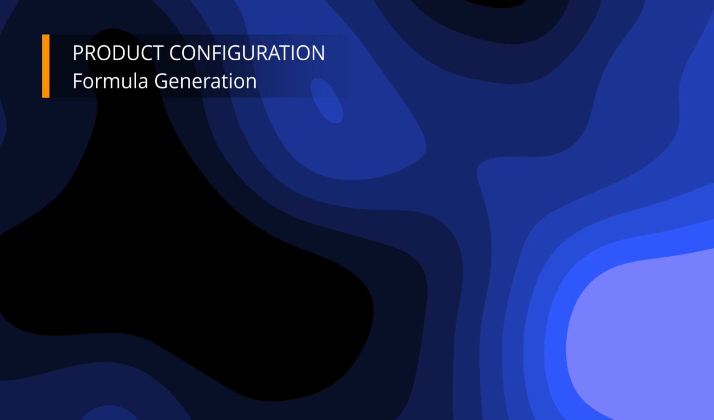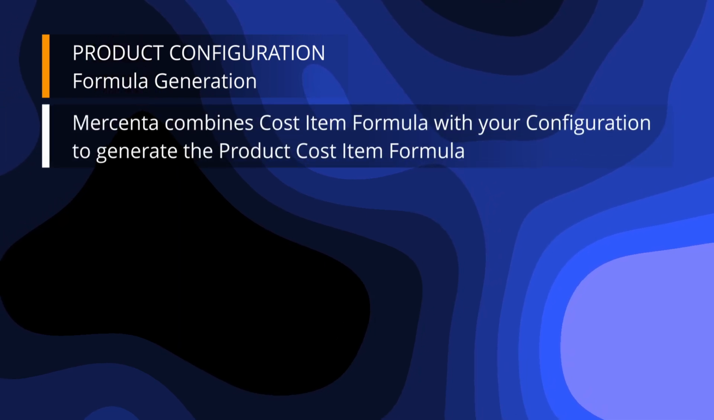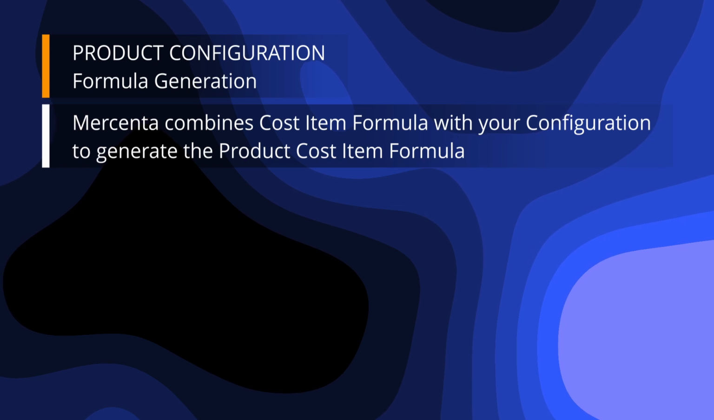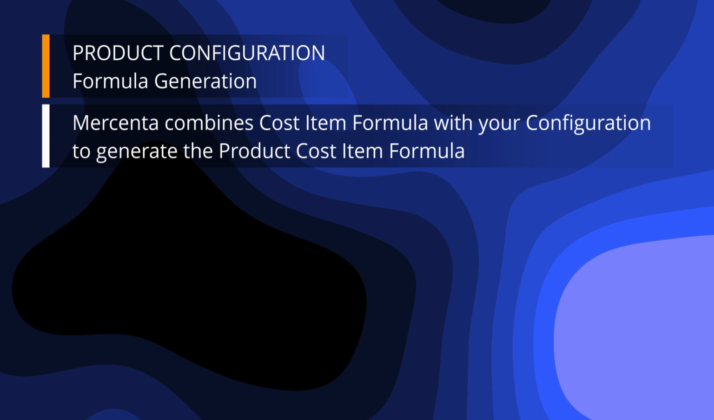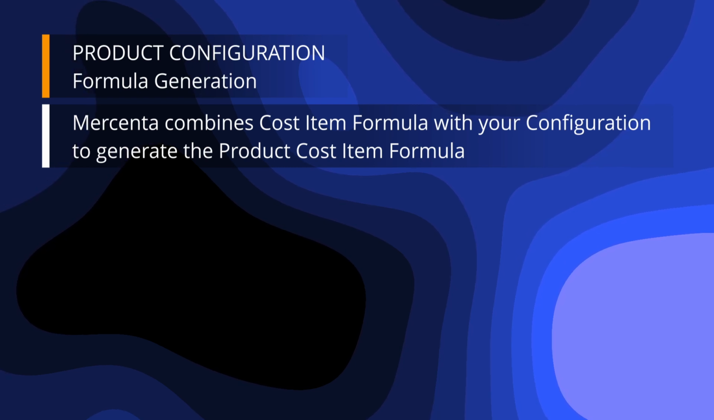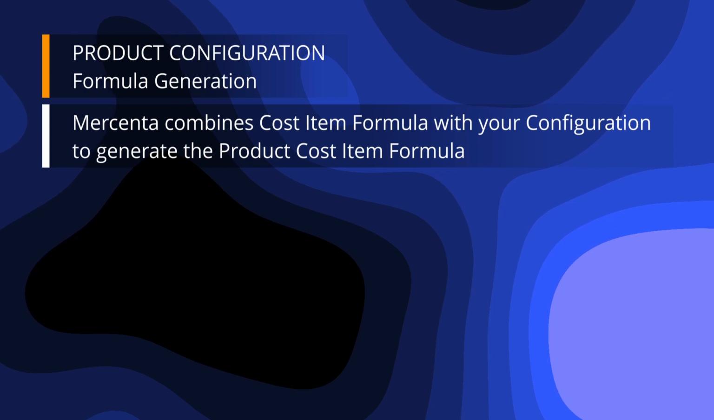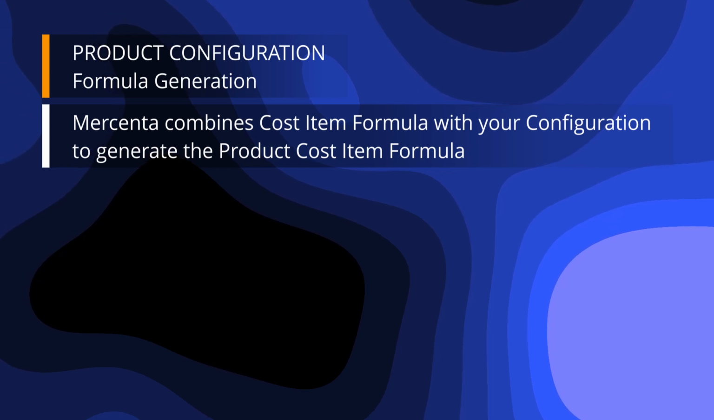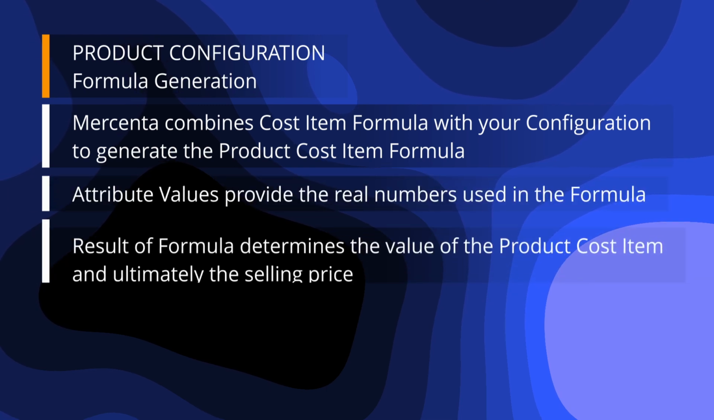The next topic that I want to discuss is formula generation. This is an advanced topic, but as the cost structure designer, it's important to understand the inner workings of formula generation because it will help you to design and later troubleshoot when things go wrong. When the product cost item is created, Mercenta combines the cost item's formula along with the attribute values that were selected or you've specified to generate a formula for the new product cost item.